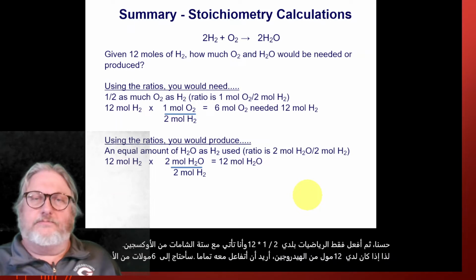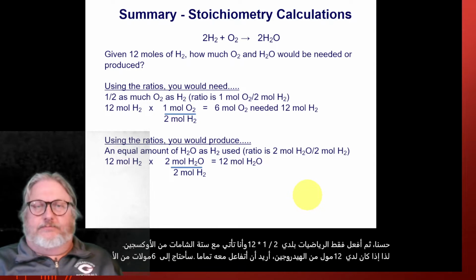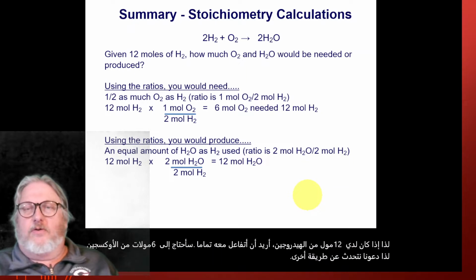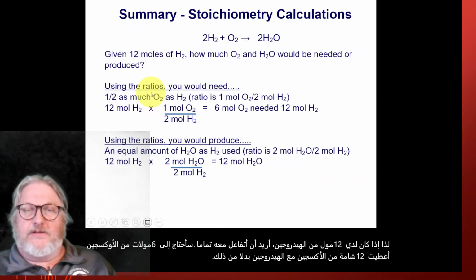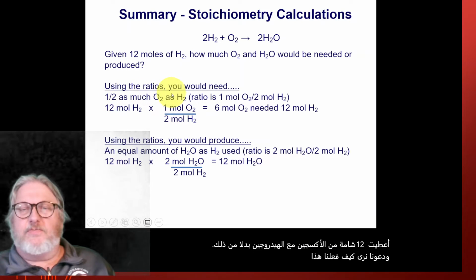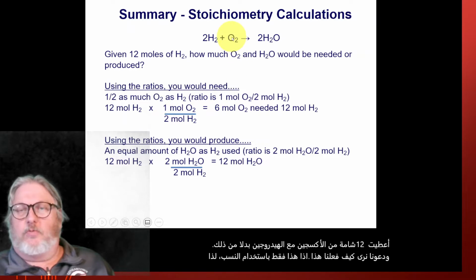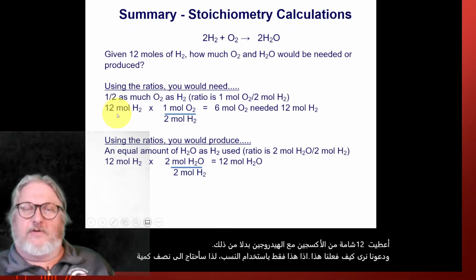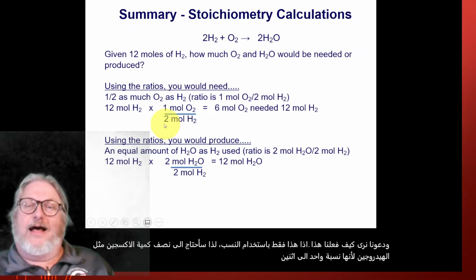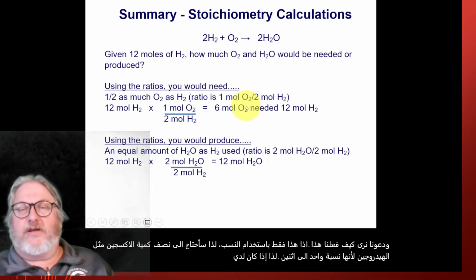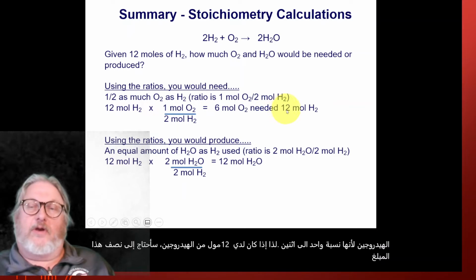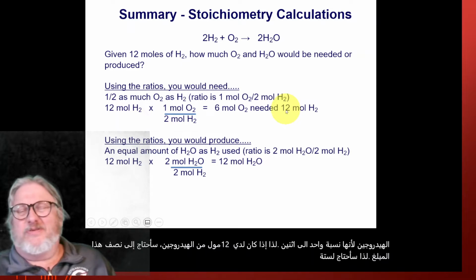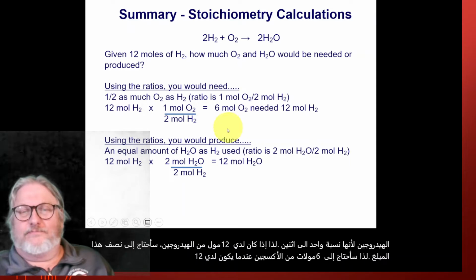So let's talk about another one. I was given 12 moles of hydrogen, and let's see how we did this. So this is just using ratios. I'm going to need half as much oxygen as hydrogen because it's a 1-to-2 ratio. So if I have 12 moles of hydrogen, I'll need half as much, so I'm just going to need 6 moles of oxygen when I have 12. That's all I'm doing. I'm doing the same thing, right?